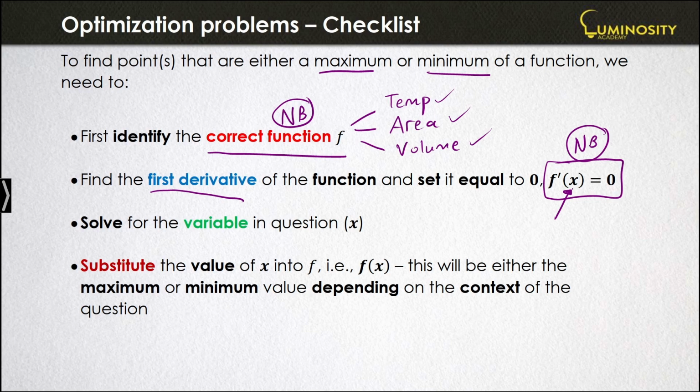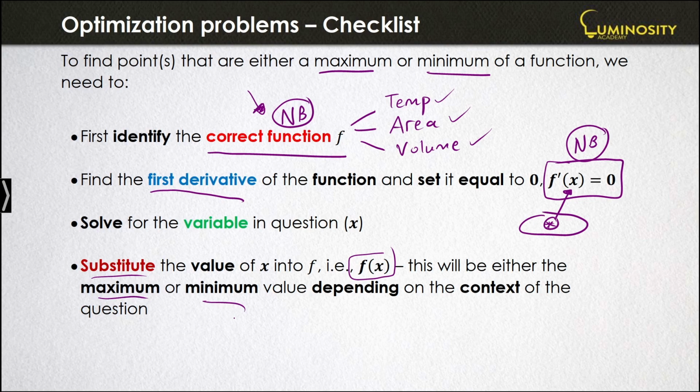Then you want to solve for that variable in question. When you set f prime x equal to 0, so it's some function of your variable equals 0, you want to solve for that variable x. Once you've got that, at that point the original function that you deduced will either have a maximum or minimum, depending on the form of the function. So you substitute that value of x into the original function, and it'll give you either a maximum or minimum value depending on the context of the question.